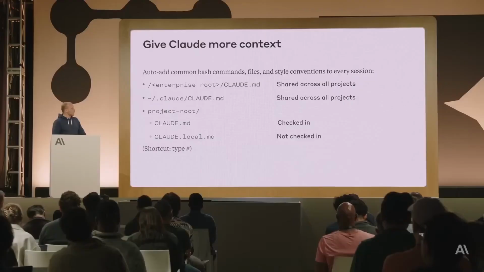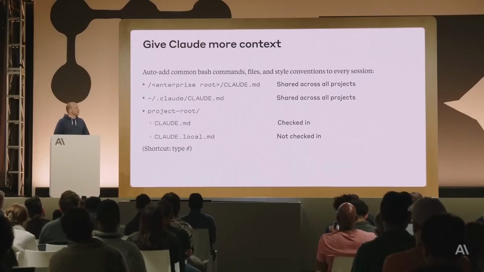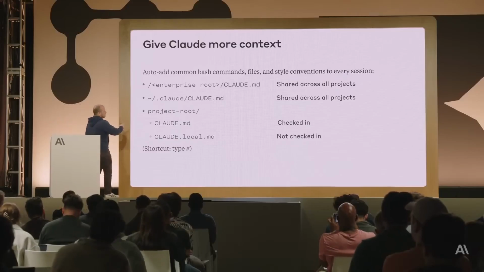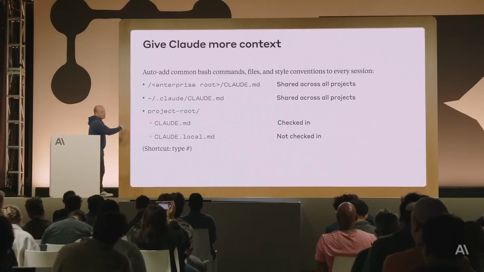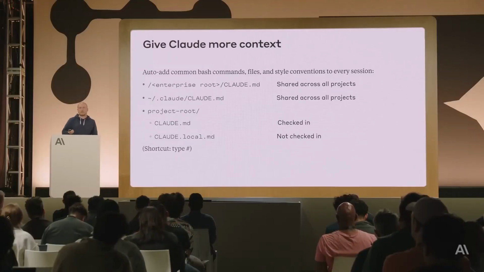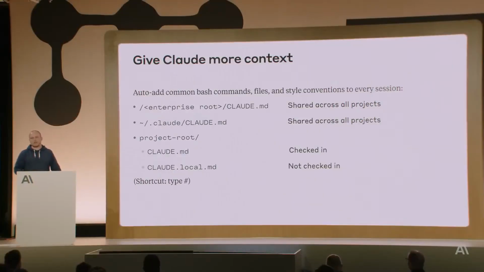There's different ways to do this. The simplest one is what we call Claude.md, and Claude.md is the special file name. The simplest place to put it is in the project root. So the same directory you start Claude in, put a Claude.md in there. And that'll get automatically read into context at the start of every session. And essentially, the first user turn will include the Claude.md.